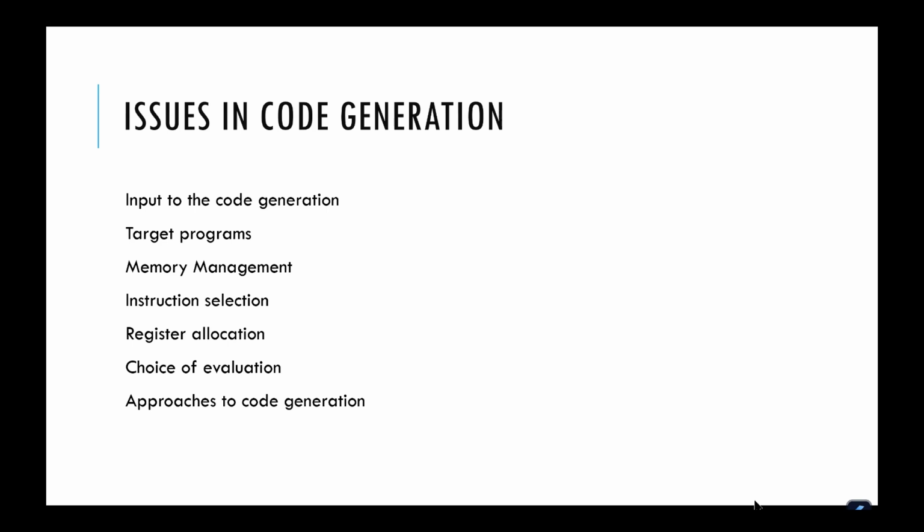Next one, instruction selection. Uniformity and completeness of the instruction set is an important factor for code generation. The selection of instructions depends upon the instruction set of the target machine for which we are going to be generating the machine language or the assembly language. So based on that, the instruction set will be designed.